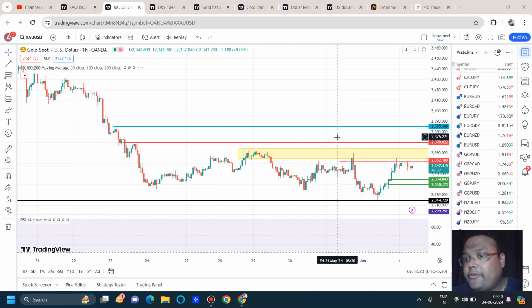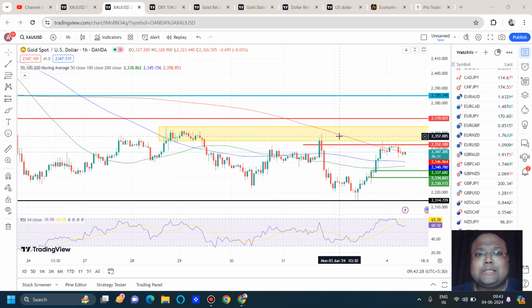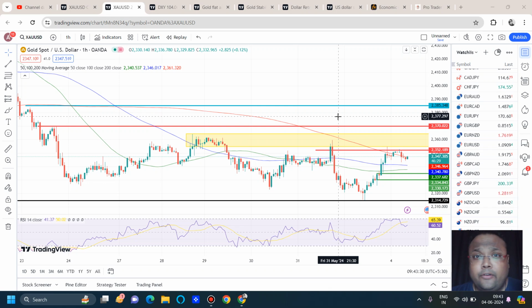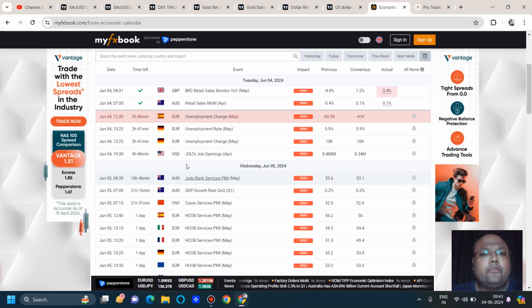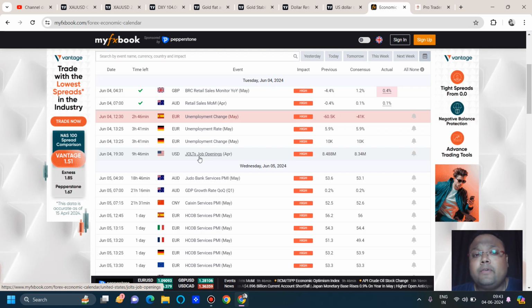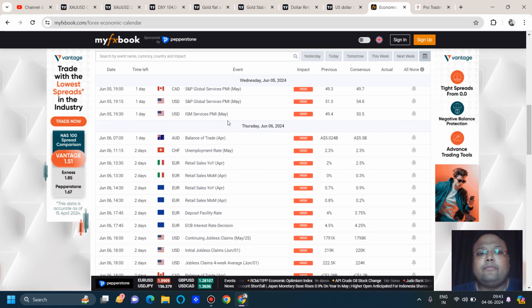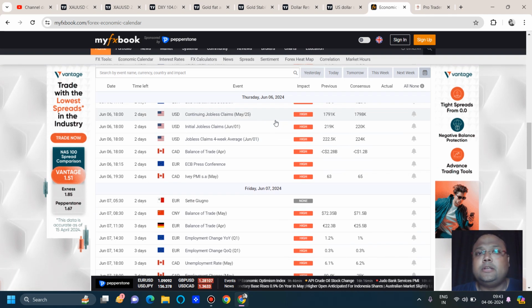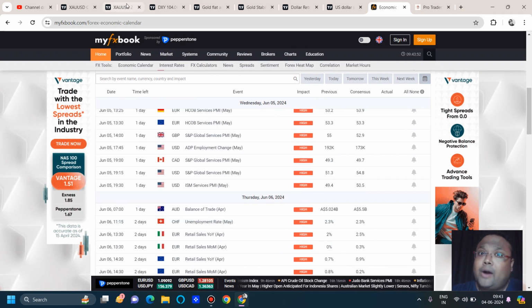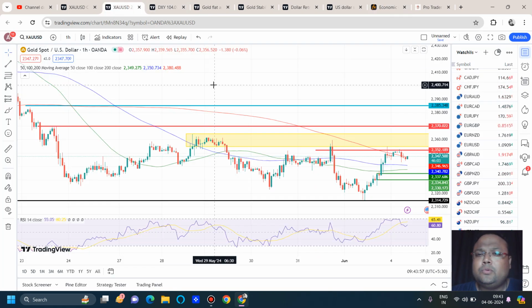For a proper trend or trend reversal, we need the backing of fundamental factors, because technicals are helpful for entry and exit. But when it comes to the trend, the direction, we need news, we need a fundamental factor, and right now we don't have that. If you look at the economic calendar, today we have job openings data coming up. So there may be some volatility during the US session, but otherwise we do not have big news that will completely change the direction of the market. So if you are a positional trader, you need to stay on the side right now, because this is not the ideal scenario.